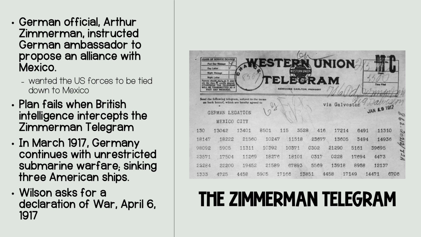In March 1917, Germany continued with its unrestricted warfare and sunk 3 American ships. Within a month, President Wilson asked Congress for a declaration of war, and he quickly received it. The U.S. was now a part of World War I.